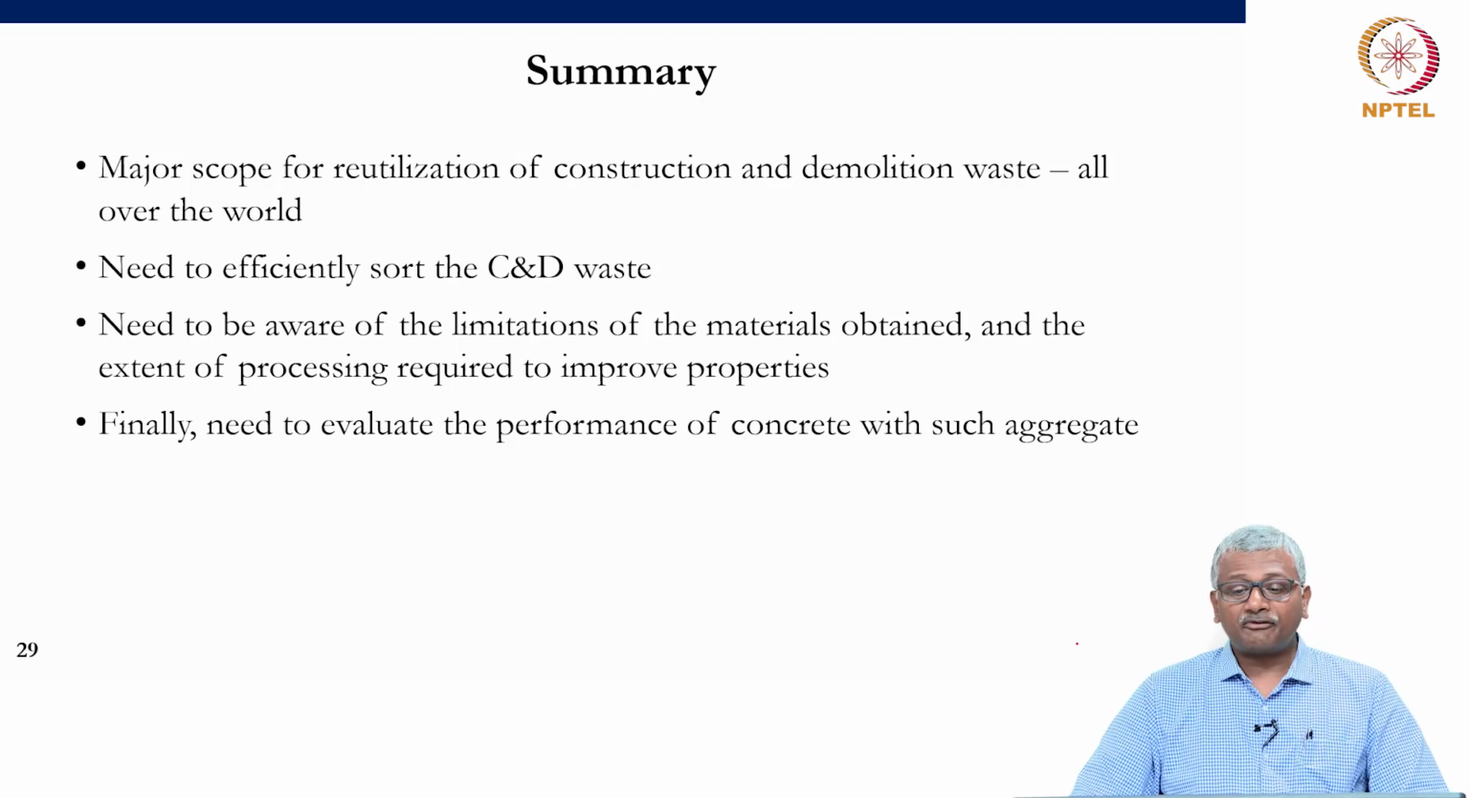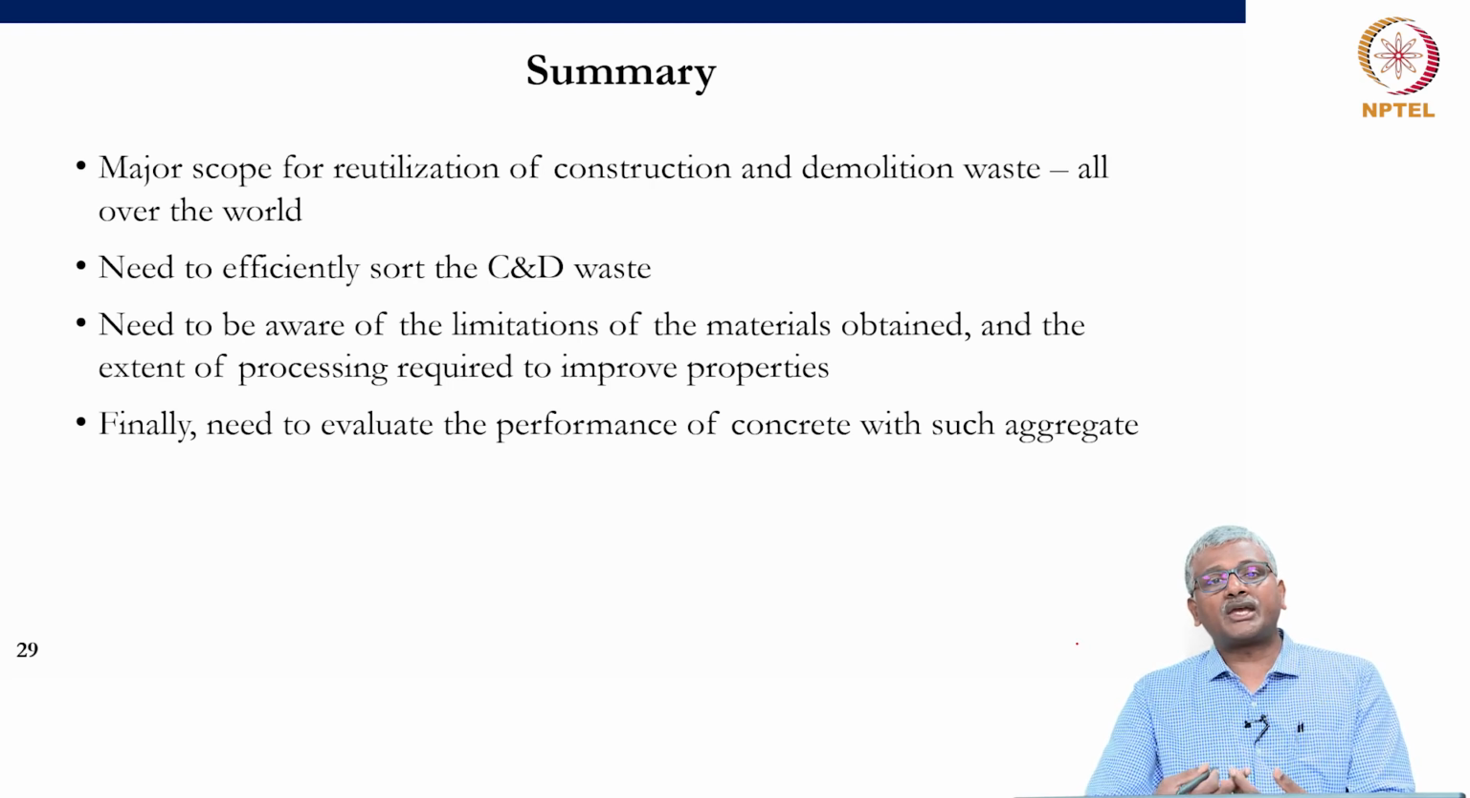We also need to be aware of the limitations of the materials obtained, and the extent of processing required to improve the material properties. Sometimes the aggregates that we obtain from certain sources may not satisfy the requirements of, let's say, IS 383 in India. What do we need to do? What kind of processing do we need to do, which can be minimal with respect to the energy that is put in and minimal with respect to the extent of CO2 that gets emitted from such processes, to produce material that is proper for utilization in new construction?